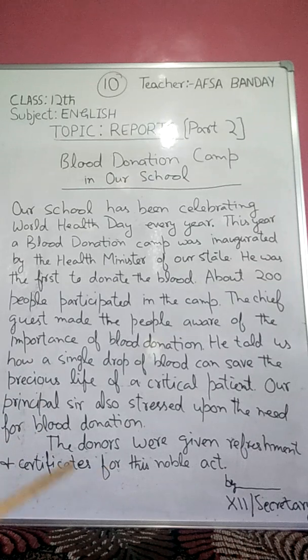And then the concluding paragraph, or the last paragraph, where you will discuss some other features, like in case of this blood donation camp in your school, refreshments were given to the donors, and certificates were given to them. And you can even include your own opinions. You can start with I or we, whether it was a good experience for you or a bad experience for you. So you will discuss all that in the last paragraph.